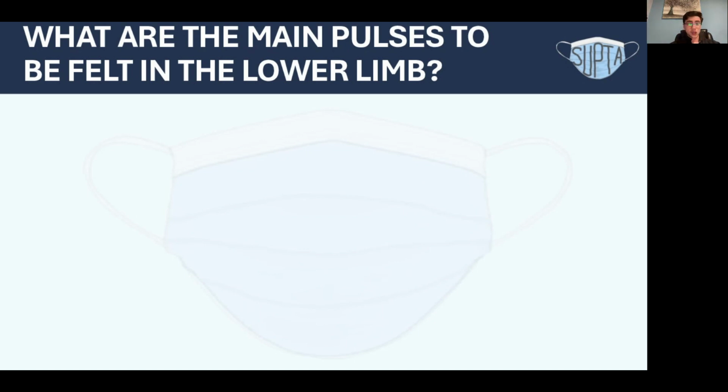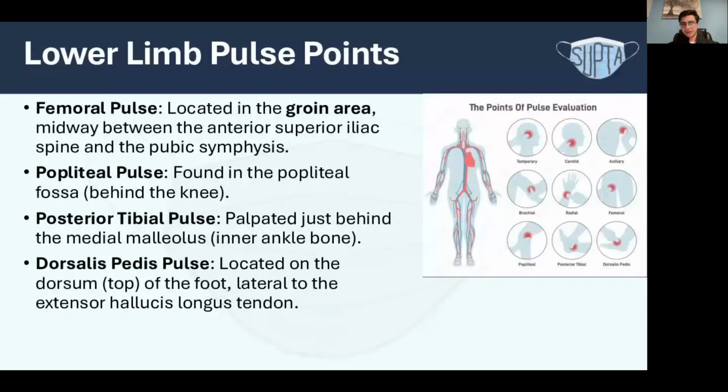So there are the main 4 pulses that you could feel for. We saw the femoral pulse. Generally, it's located in the groin area, and people always describe it as midway between the anterior superior iliac spine and the pubic symphysis. The anterior superior iliac spine, you can feel in yourself. If you go to one of your hips, just superior to your femur, and deeply palpate it, you can feel the anterior superior iliac spine. It's around here, if you can see my mouse.